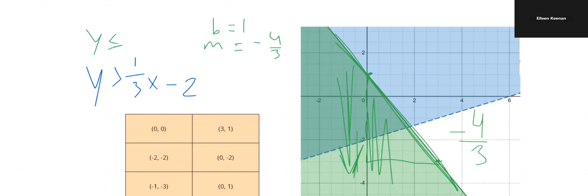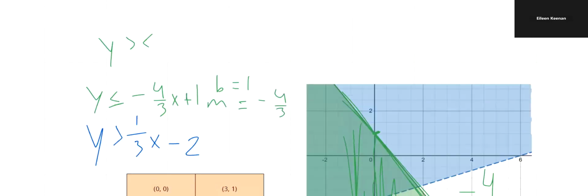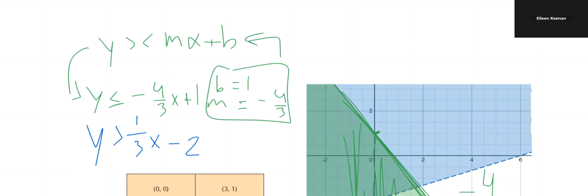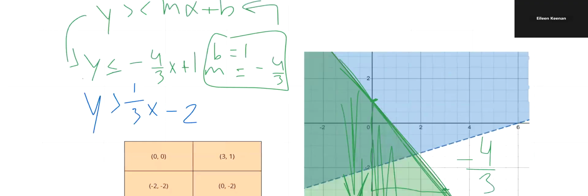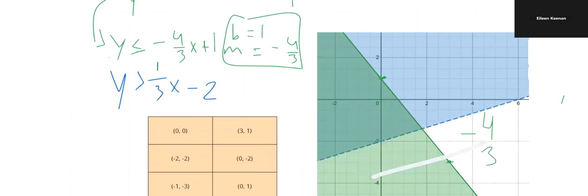And now we use our m and our b. So -4 over 3x plus 1. Again, we just plug that into the equation y is greater than or less than mx plus b. So that's where these equations come from. When we take our m and our b and plug it into there, we end up here with this. So that's how we find our inequalities. We've done that. Now let's check our points, see if they are solutions or not.